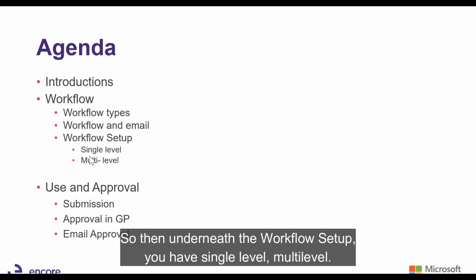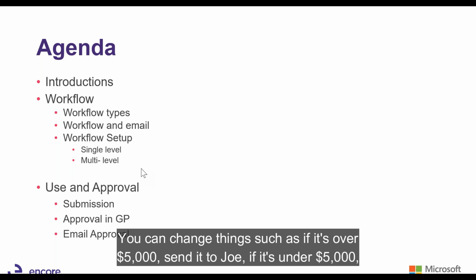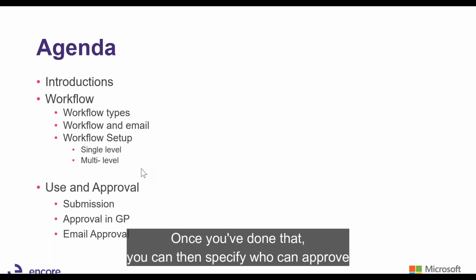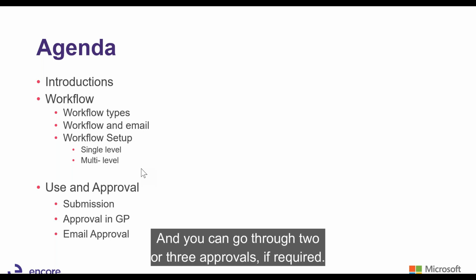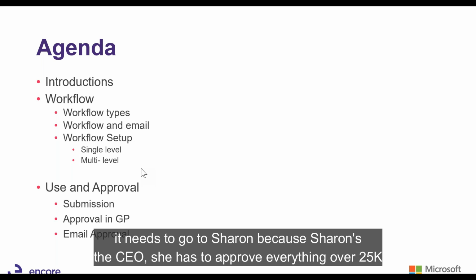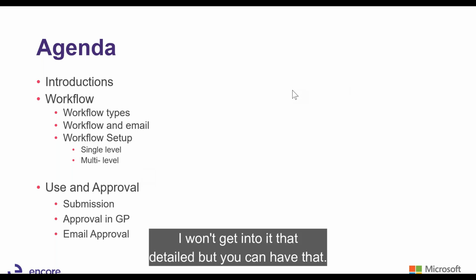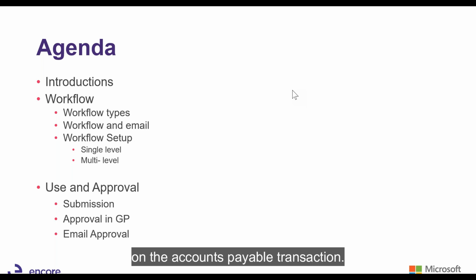Underneath the workflow setup, you have single level and multi-level. You can have as many different levels as you wish. You can change things such as, if it's over $5,000, send it to Joe. If it's under $5,000, send it to Jane, or whoever it happens to be. Once you've done that, you can specify who can approve and whether or not it has to go through a secondary approval. You can go through two or three approvals if required. You can say, if Joe approves it at the managerial level, but it's over $20,000, it needs to go to Sharon because Sharon's the CEO. She has to approve everything over 25K, or whatever your particular firm requires. I won't get into it in that much detail, but you can have that. So you can have things set based on things that are on the purchase or on the sale, on the accounts payable transaction.